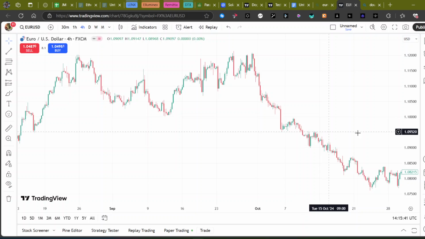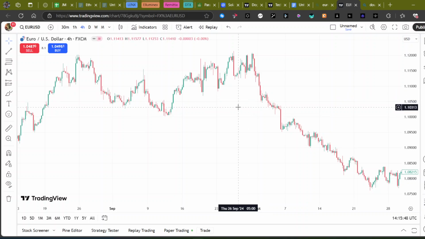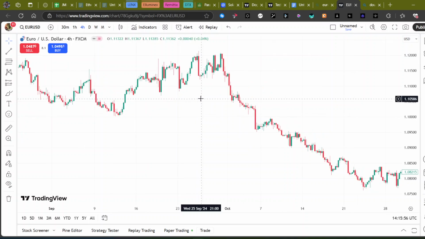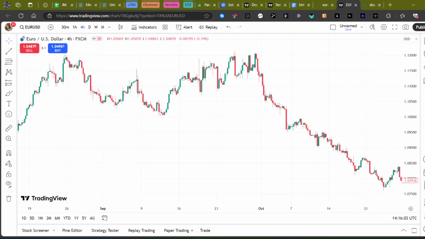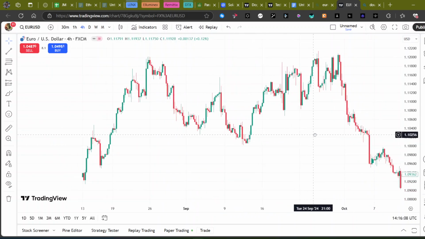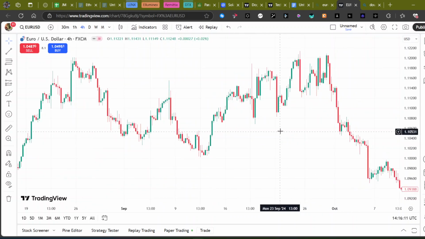Let's start with the basics. What exactly is the diamond pattern? The diamond pattern is a reversal chart pattern. Sorry, it's not a candlestick pattern, it's a chart pattern. It's a reversal chart pattern that can appear at the top of an uptrend or at the bottom of a downtrend. It forms when price first expands and then contracts, creating a diamond-shaped structure on the chart.